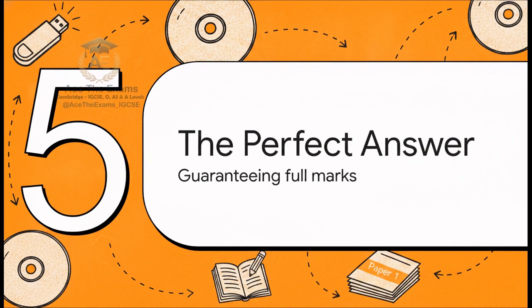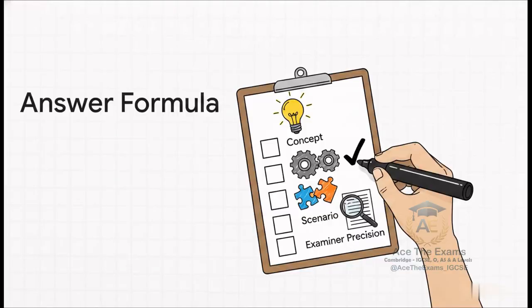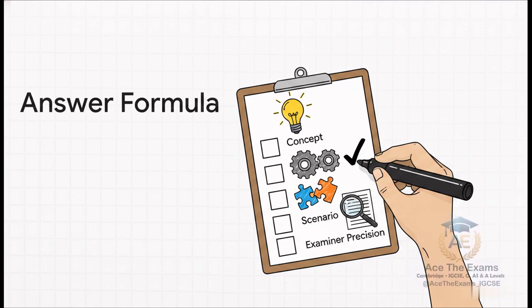Section 5. Crafting the perfect answer. Guaranteeing full marks. So, we know exactly why the generic answer and the DVD answer failed. Let's fix this with an upgraded answer formula that guarantees full marks on paper 1. You can't just state a generic idea. You have to tick off very distinct technical points. First, identify the core concept. Second, state the underlying mechanism. Third, tie it directly to the scenario example provided in the prompt. And fourth, use precise examiner wording to describe the advantage.